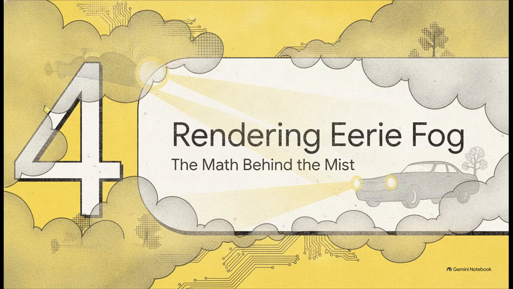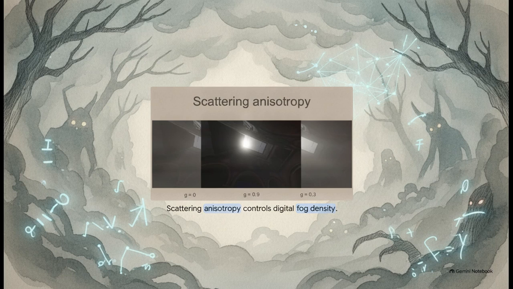Section 4. Rendering the eerie fog and the math behind the mist. Now, what's really interesting about this is that lighting is honestly only half the visual battle. To really sell the atmosphere of a phantom encounter, you need to simulate the environment, specifically the fog that those headlights are trying to pierce through. And in digital environments like video games, this requires some serious heavy lifting.